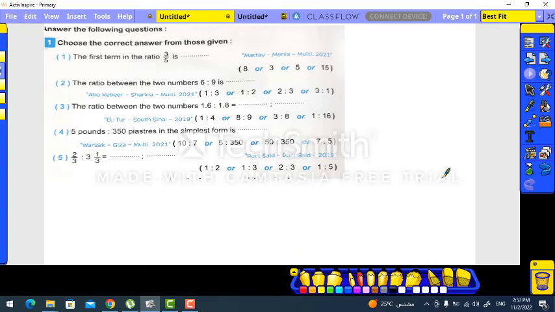Yes, Junior 6, let's now start our revision on the ratio. Okay, the first term in the ratio 3 to 5. Yes, as we know, the number we put up is the first, so 3 is the first term here.